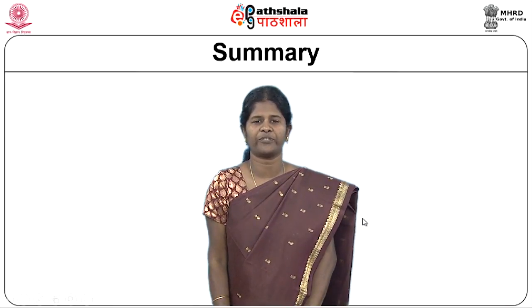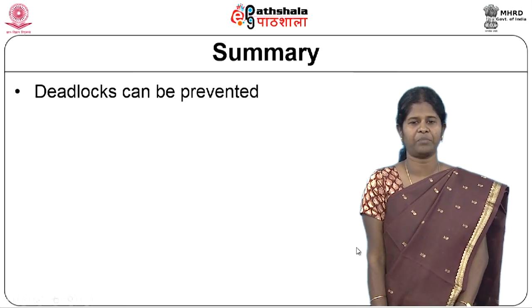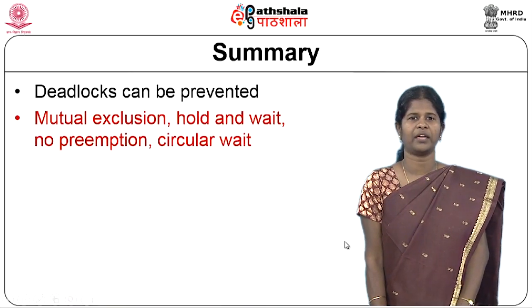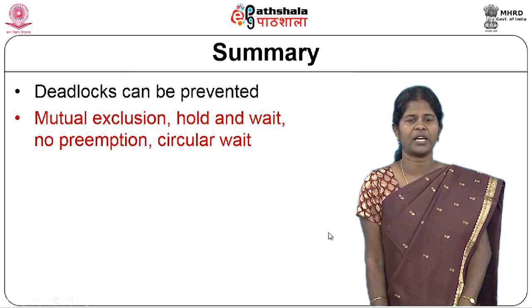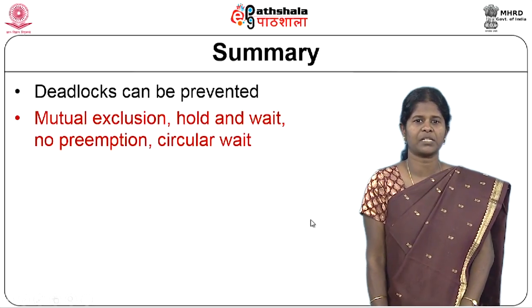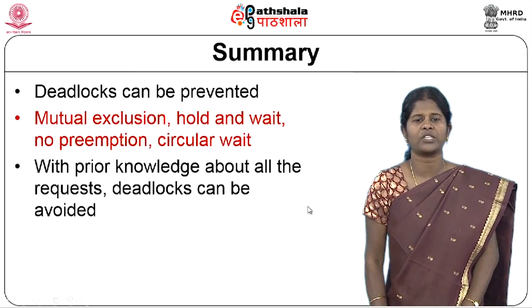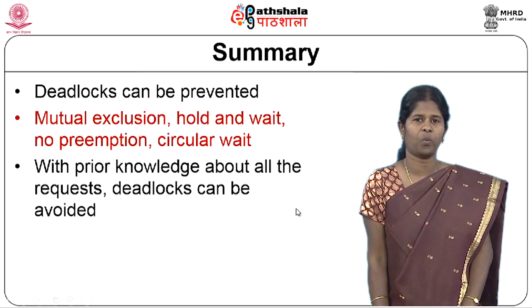So, a summary of what we have learnt in this module. We learned that deadlocks can be prevented. And how do we prevent deadlocks? By ensuring that mutual exclusion, hold and wait, no preemption and circular wait do not happen in a system, and then we can prevent deadlocks. And then we saw that with prior knowledge about all the requests, deadlocks can be avoided.